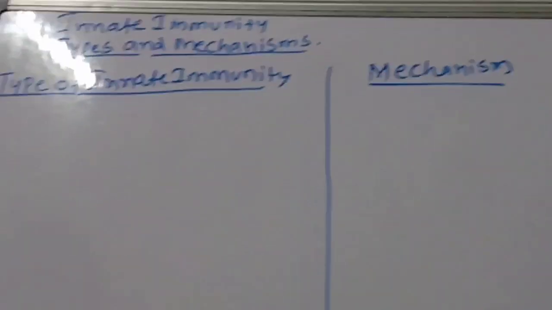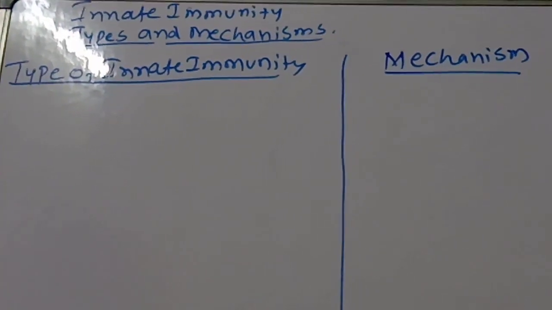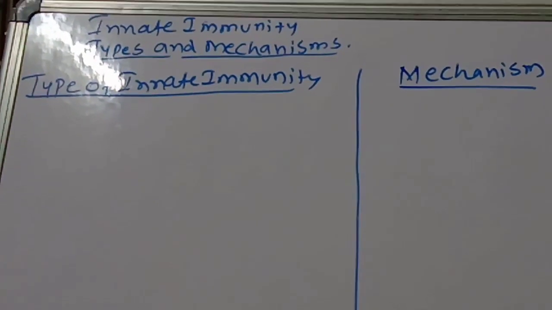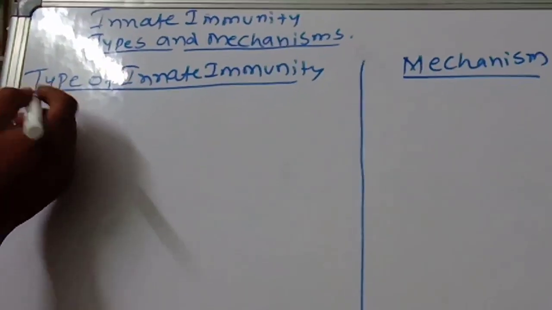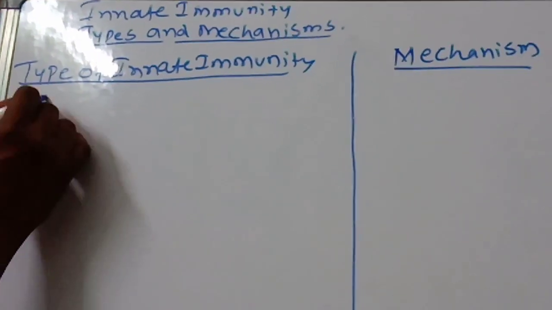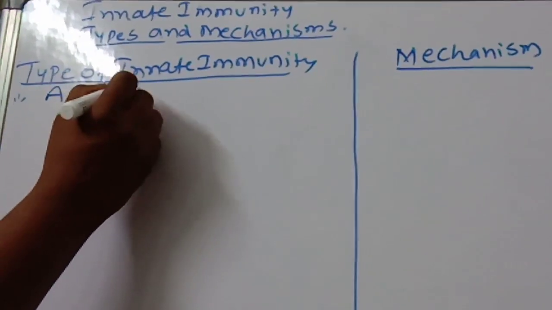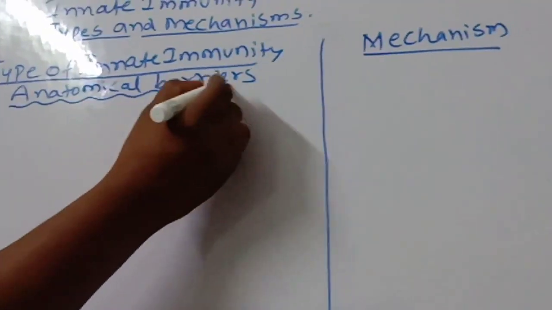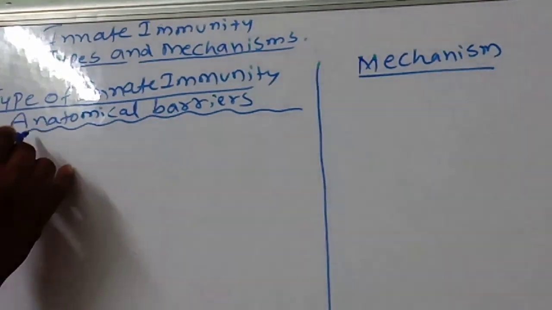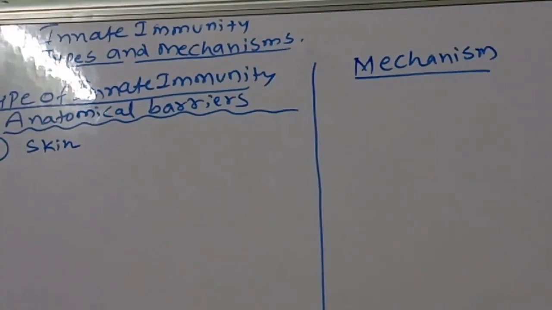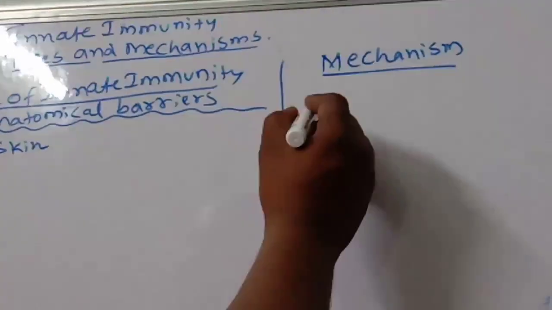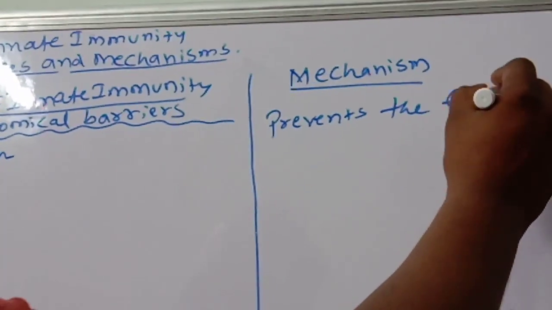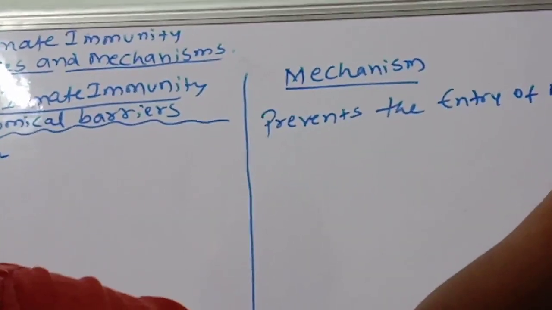What is innate immunity? Innate immunity means we get it naturally from our parents. Naturally, what is there in our body, that immunity we are discussing. Anatomical barriers. First one, number one, skin. Skin prevents the entry of microbes.